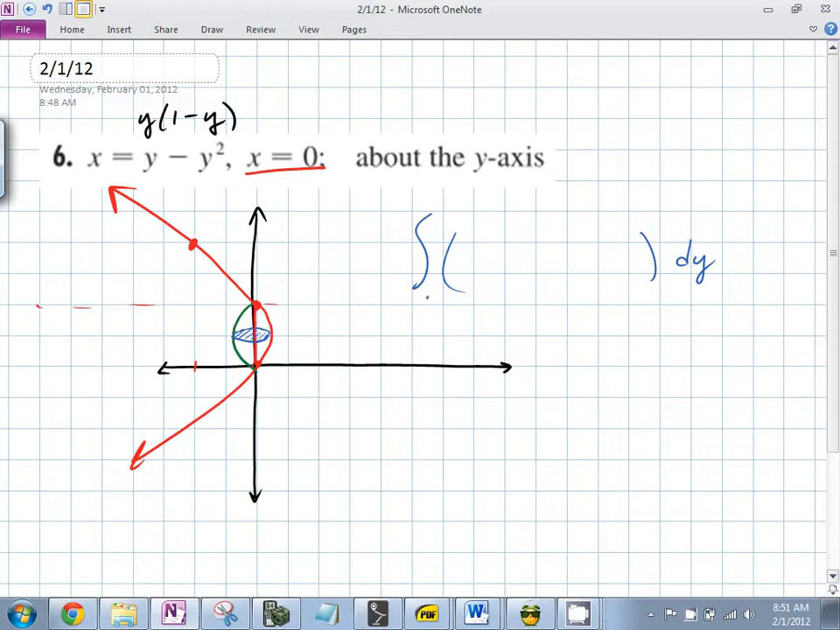It goes all the way up to 1. Exactly. It goes up to 1. We factored it. It easily found intercepts. And now you just need the radius squared, but it needs to be in terms of y. Do we already have it in terms of y? Yeah. Ready? Y minus y squared, and you put a pi on the outside.